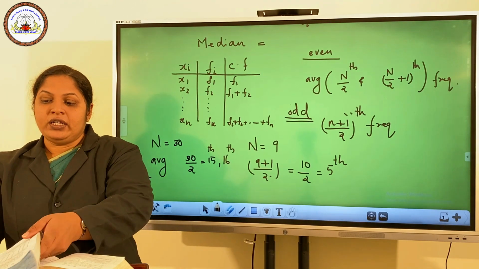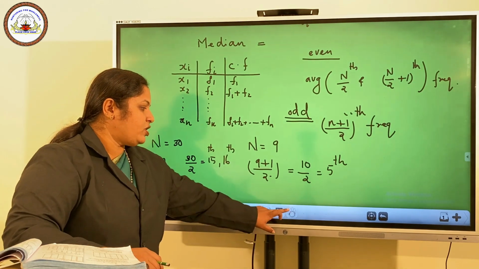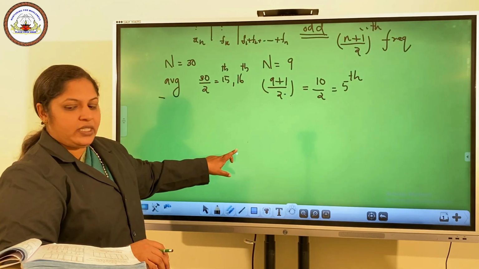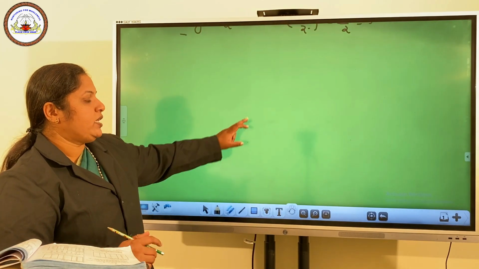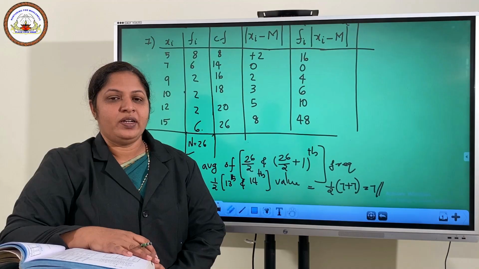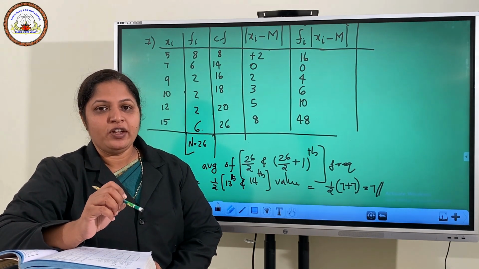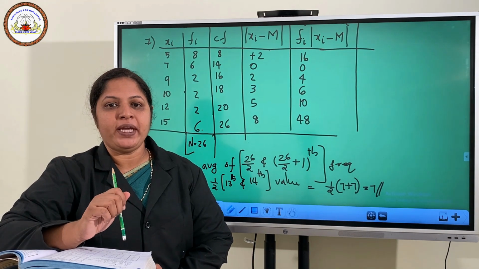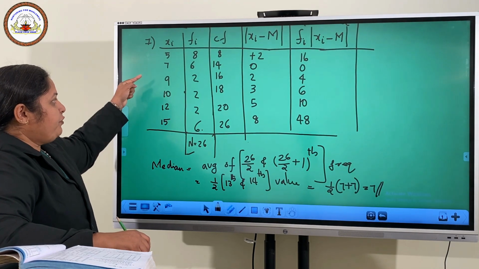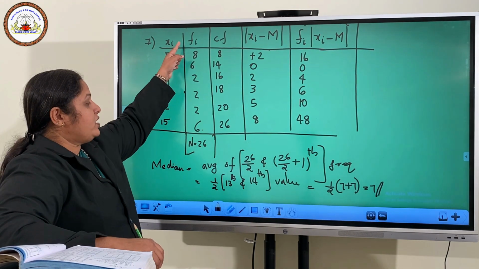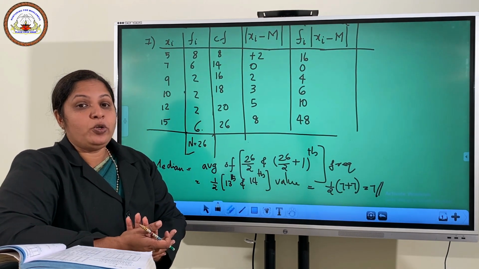Next, we will see how to find the mean deviation about median of a discrete distribution. For that, we will do question number 7 from exercise 15.1. Here, in this question, x values are given: 5, 7, 9, 10, 12 and 15. Corresponding frequencies are given. In the question, it is asked to find the mean deviation about median.